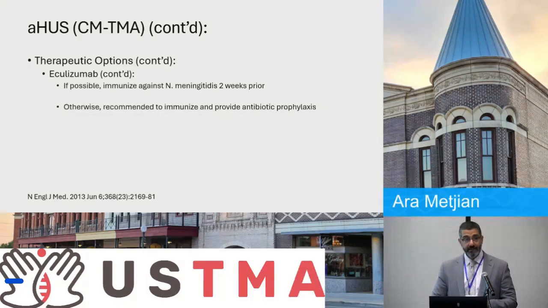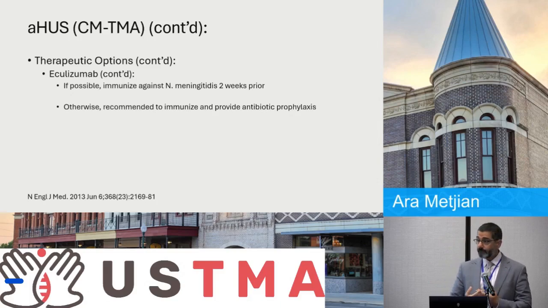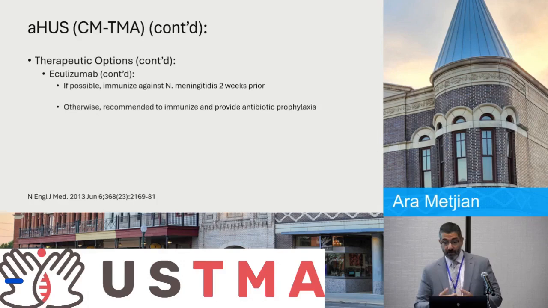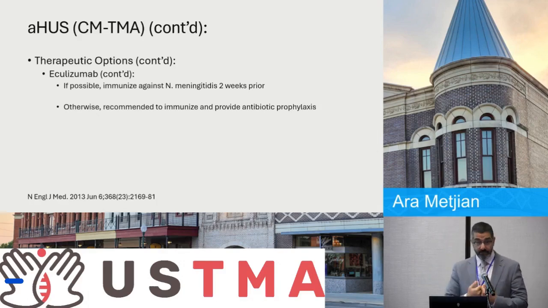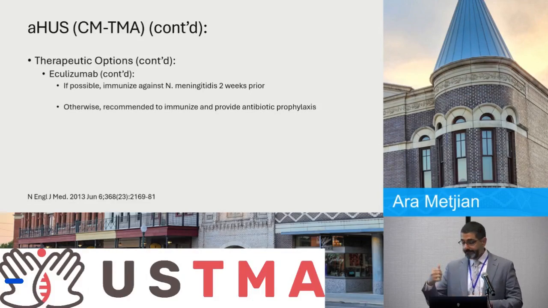Ideally, since this is actually stopping complement, which 99% of the time is what we need. When we downgrade complement, people are very susceptible to meningitis, the type of meningitis that we see in college dorms, military barracks, prisons. So ideally, we can do this ahead of time. But if not, we don't wait 2 weeks. We will go ahead, give the immunization, give the eculizumab, and provide antibiotic prophylaxis.